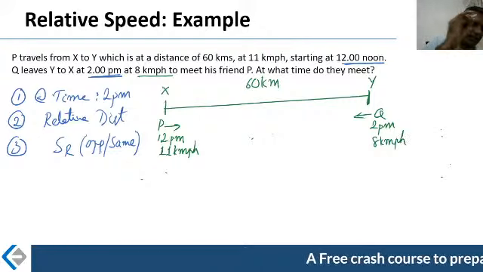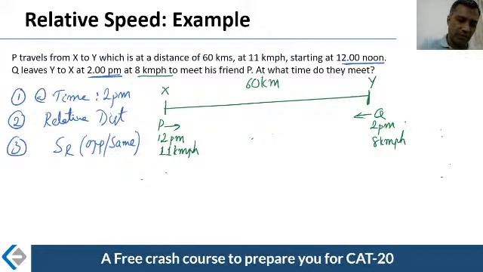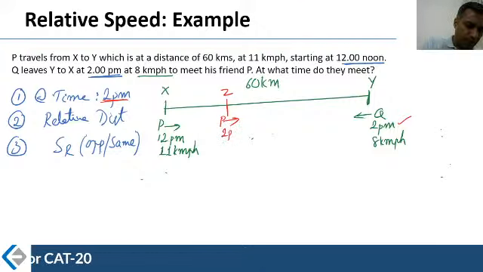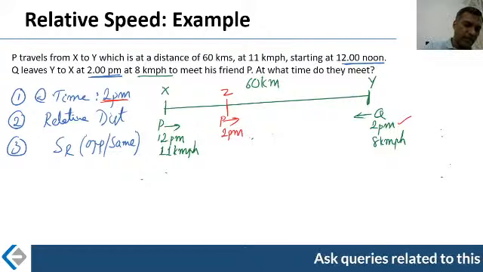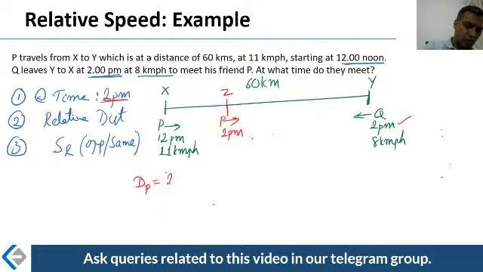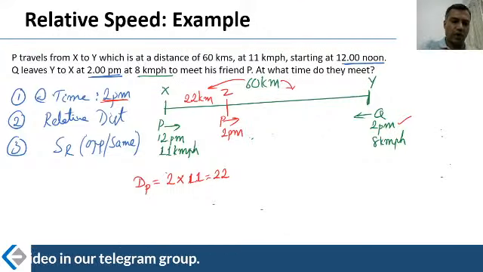Very good. Let's see that. What time does the relative speed come in the picture? At 2 p.m., right? Not before that. Therefore, till 2 p.m. only one fellow is moving. From 12 to 2, let's assume that P would reach the point called Z. What is the time at that point? 2 p.m. Therefore, what is the distance covered by him? The distance covered by P in 2 hours is nothing but time into speed. What is the speed, friends? 11. 11 into 2, 22 kilometers. You would have covered 22 kilometers. Out of 60, 22 kilometers is covered. What is the remaining distance? Therefore, Z to Y.